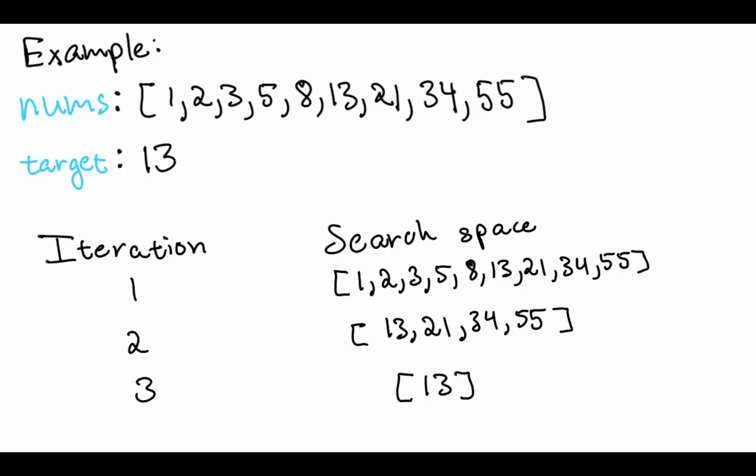Since we are shrinking the search space essentially in half each and every time, the complexity for this one will be big O of log base 2 of n, which is much less than big O of n once n gets sufficiently large. Now let's see how you can implement this algorithm in actual code.